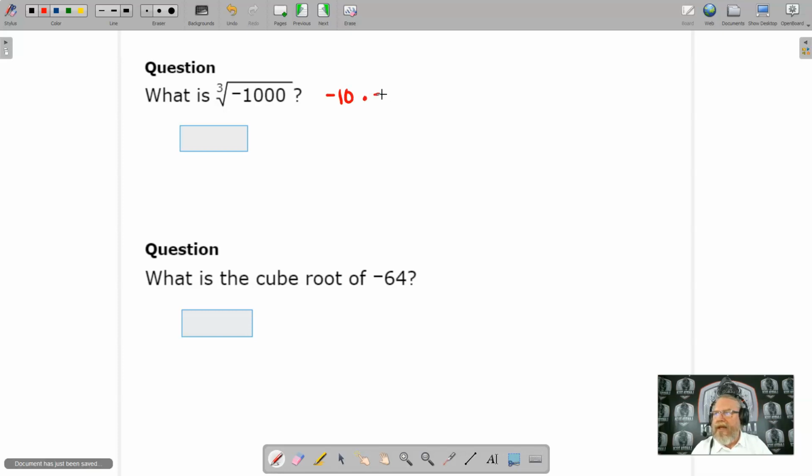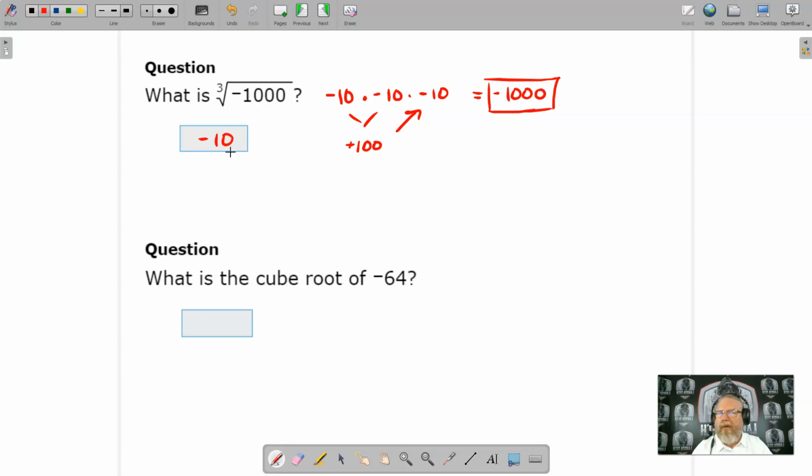So if we do negative 10 times negative 10 times negative 10, let's see what we get here. Well, negative times negative is positive. So negative 10 times negative 10 is going to be positive 100. Then if we multiply this 100 times negative 10, well, 100 times 10 is 1,000, right? We're just adding another 0 on. But positive times negative is a negative, so you can see that negative 10 times itself 3 times produces a negative 1,000. So this is indeed our radicand of negative 1,000. So it appears to be negative 10.